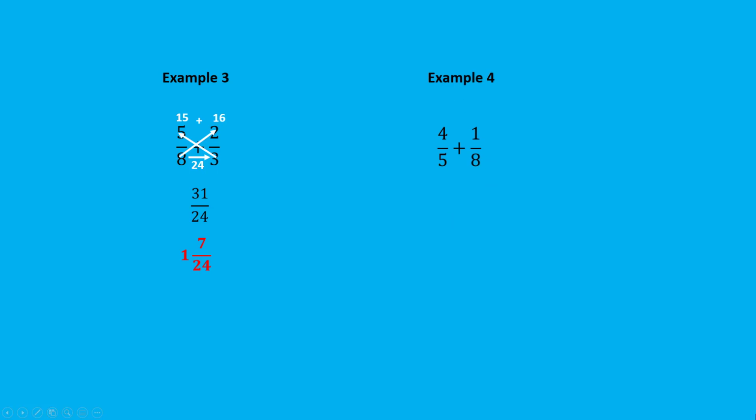Let's look at example 4. Mentally, 8 times 4 is 32, plus 5 times 1 is 5, gives us 37 in the numerator. 5 times 8 is 40, gives us 40 for the denominator. If you look at 5 and 8, there were no common divisors, so 37/40 is simplified. And this is a proper fraction, so we are done. This is how we could do many addition problems of fractions mentally.